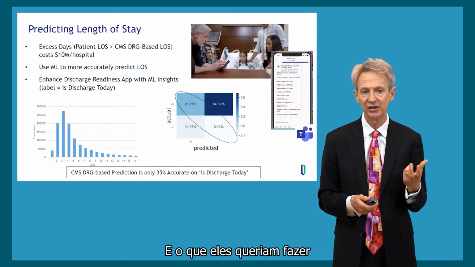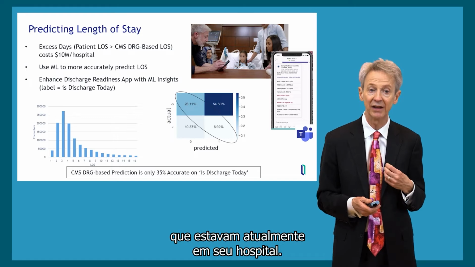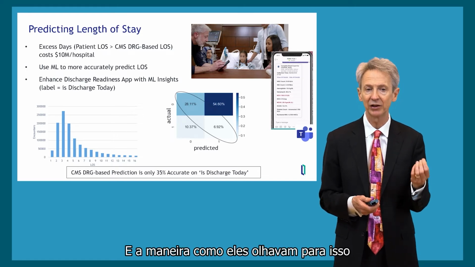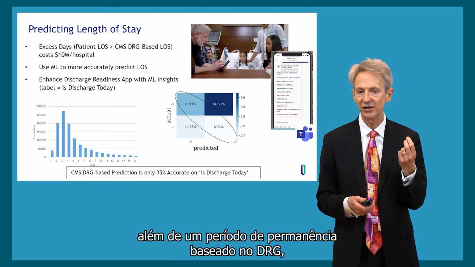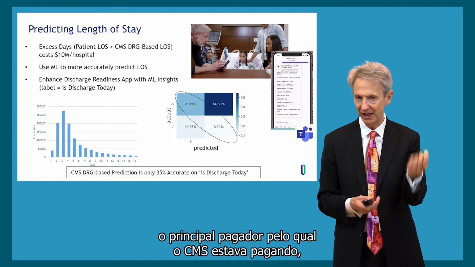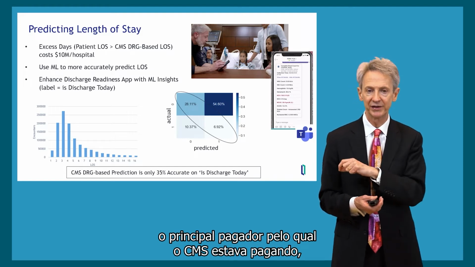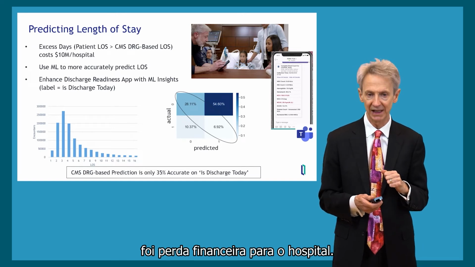And what they wanted to do was to better predict the length of stay of patients that were currently in their hospital. And the way they looked at it is every day that the patient stayed beyond a DRG-based length of stay that their payer, the main payer, CMS, was paying them on, would be money lost to the hospital.